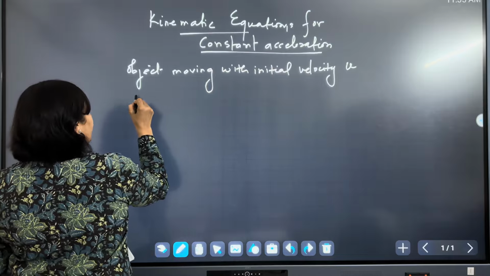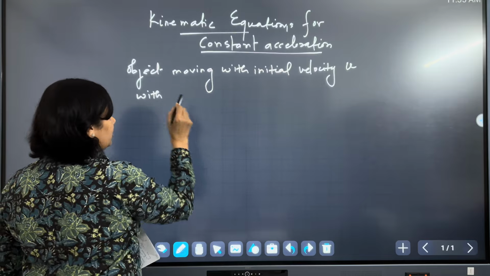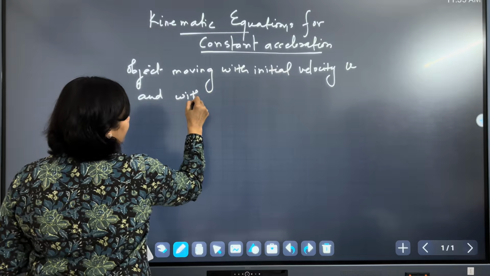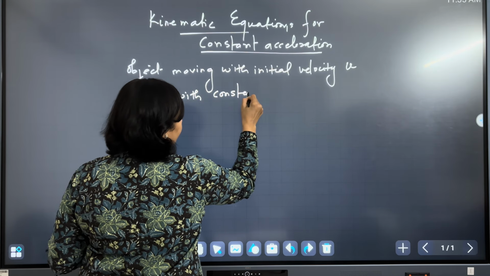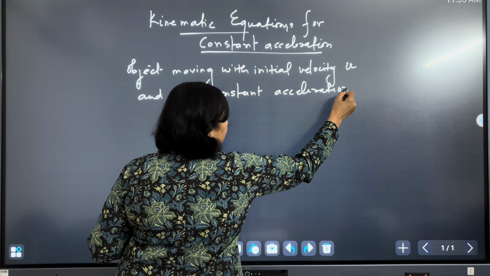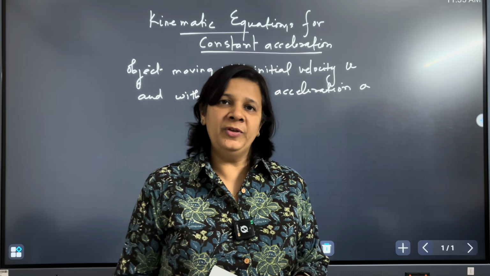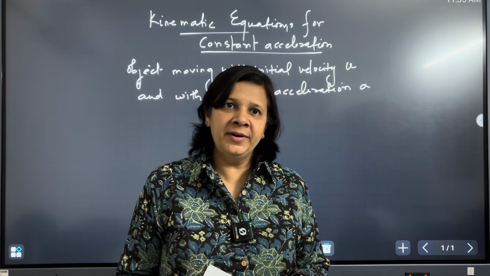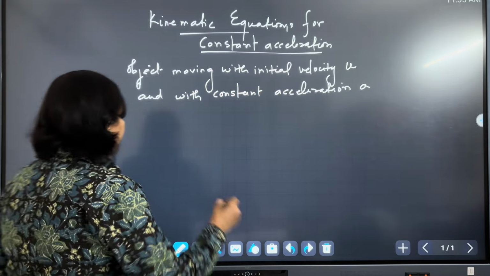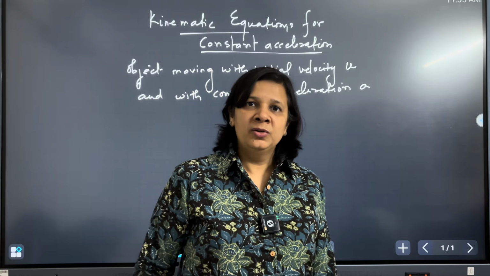And acceleration is constant, so the object is moving with initial velocity u and with constant acceleration a. And after time t, its velocity will become v, right? Because the object is accelerating, so its velocity will change. At present I am taking motion in one dimension only. All these, whatever we have learned, it can be extended to 2 and 3 dimensions.